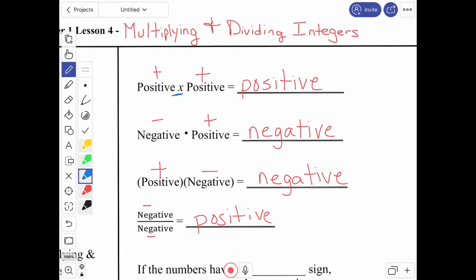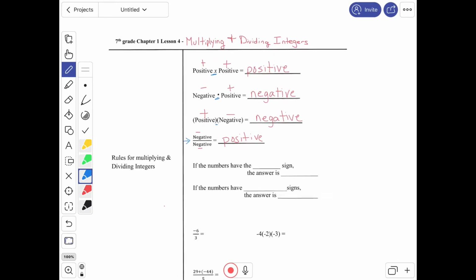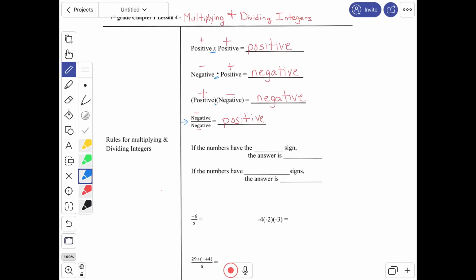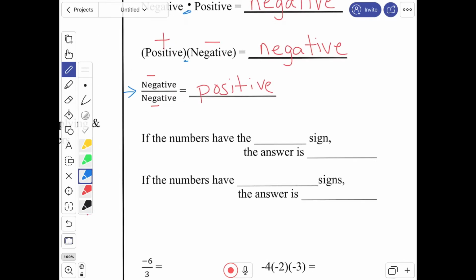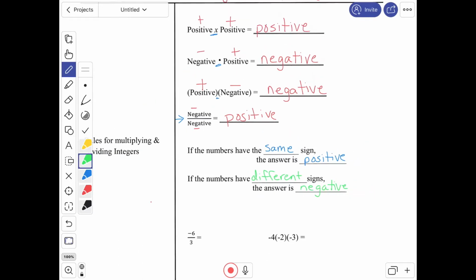And I tried to show you different ways to write multiplication with the sign that looks kind of like an X, or with the dot, or sometimes with parentheses. And this fraction bar is just another way to write division. And if you're looking at the pattern, basically if the numbers have the same sign, the answer is positive. And if they have a different sign, the answer is negative.